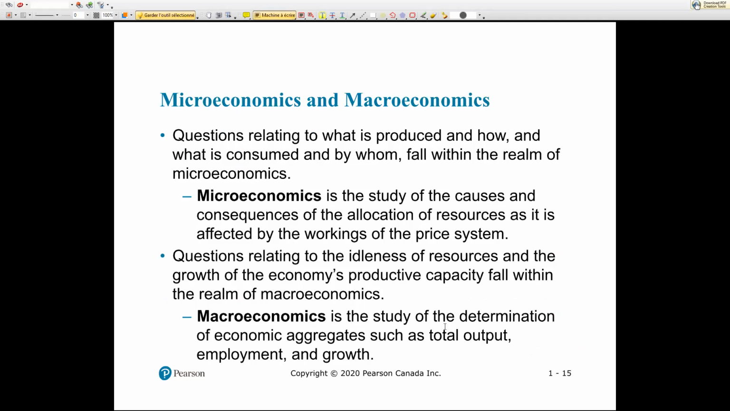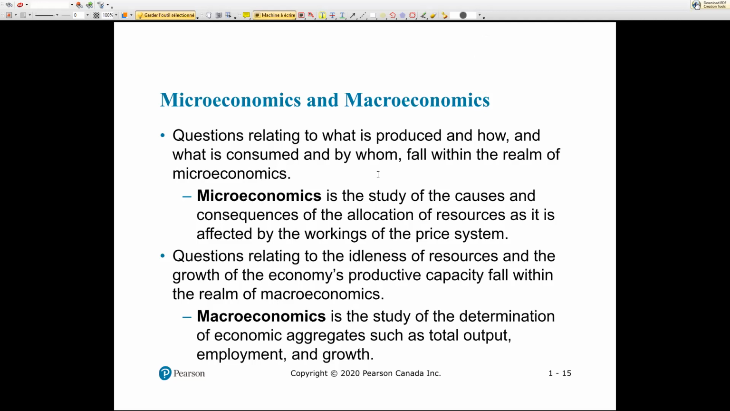Okay, so as I was saying, there's a difference between microeconomics and macroeconomics. So microeconomics is the study of causes and consequences of allocation of resources affected by the price system. So it's a study of how firms and people choose. And macroeconomics is the study of the result of this interaction in terms of the whole market, so in terms of aggregate output, total employment, and economic growth.